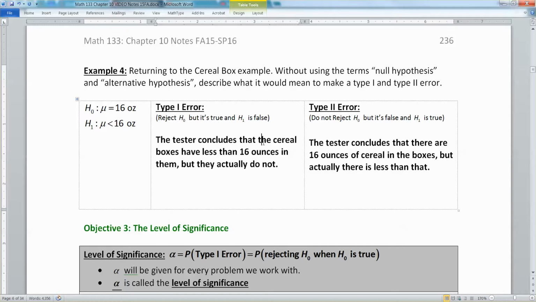All right, let's stop right there, and we'll come back here for the level of significance, whatever that means. And the answer is it's the probability of making that error right there. So I'll see you then.